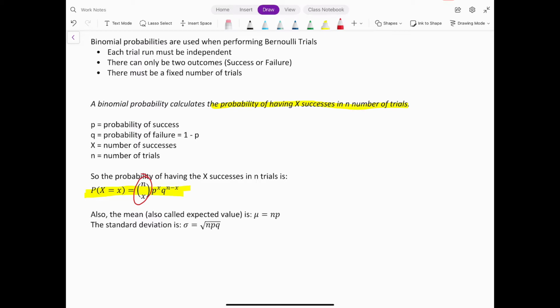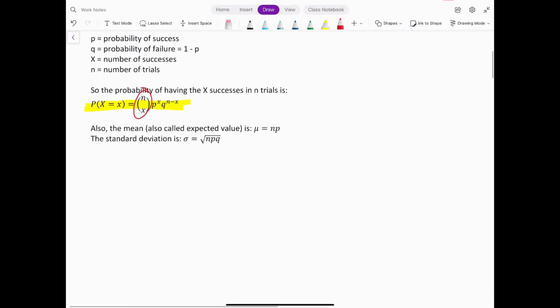All right. Expected value, expectation. We know that that's the mean. For a binomial situation, the mean is N times P. So your number of trials times your probability of success. That gives you the expected number of successes for that experiment. And the standard deviation is the square root of N times P times Q. So you take your number of trials times your probability of success times your probability of failure, take the square root. That's how you get a standard deviation. Let's look at some examples here.